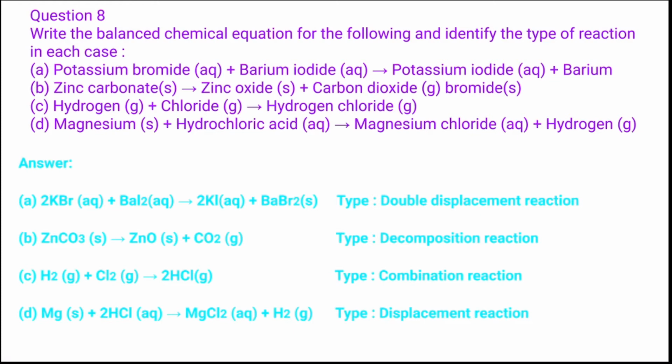Second question is zinc carbonate gives zinc oxide plus carbon dioxide. So in that case, ZnCO3 gives ZnO plus CO2, and this is a decomposition reaction. Third one is hydrogen plus chlorine gives hydrogen chloride. H2 plus Cl2 gives 2HCl, that is a type of combination reaction. And the last question is magnesium plus hydrochloric acid gives magnesium chloride plus hydrogen. Answer is Mg plus 2HCl gives MgCl2 plus H2, and this is a displacement reaction.